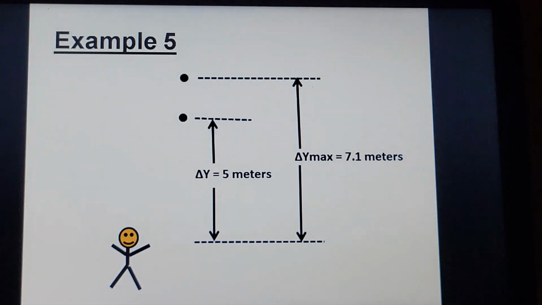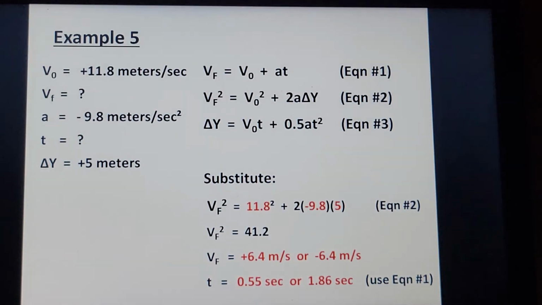We know that the ball is going to reach a maximum height of 7.1 meters. On the way up, it's going to go through the elevation of 5 meters, and on the way down, it's going to go through the elevation of 5 meters, isn't it? So we're going to end up with 2 different values for velocity and 2 different values of time. At least we should, because it's going to reach that elevation twice. So we're going to plug in again.